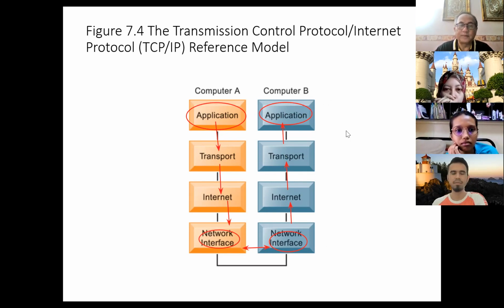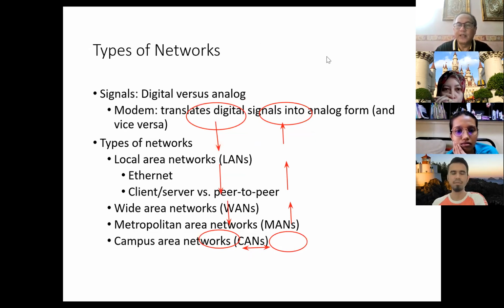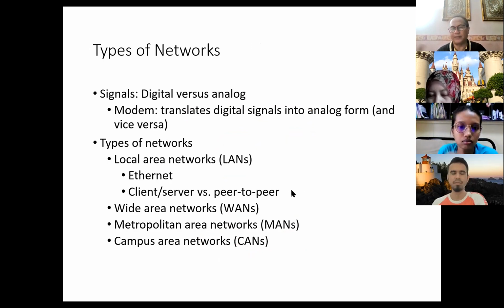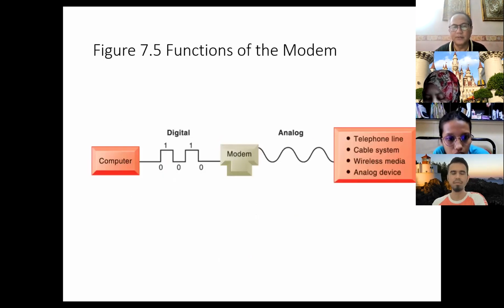Okay, that is the protocol. And then there are 2 types of network signals. We call them digital signal and analog signal. Modem is the one that translates analog to digital, digital to analog, vice versa. And then there are several types of network. We have local area network comprising of internet, client server, peer-to-peer, and then by size. It's actually by size, not really by technical, but by size. We have wide area network, metropolitan area network, campus area network.